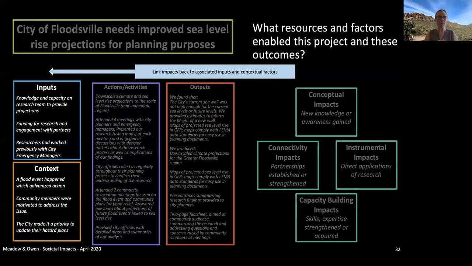Context is really important too. So in this case, we had a flood event that really catalyzed action in the city and in the neighborhoods. Community members were motivated. They were sort of driving some of this process. They wanted some answers as well. And the city was making it a priority. They were sort of acting on this. And so there was sort of a policy window open to make some changes because the city had prioritized this. So these are all things that influence the way that your project works out.